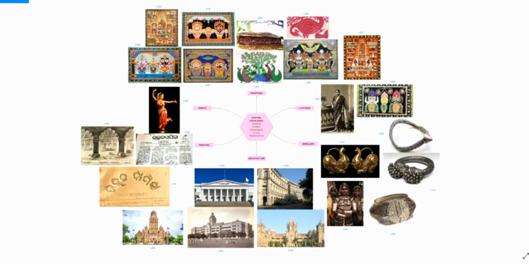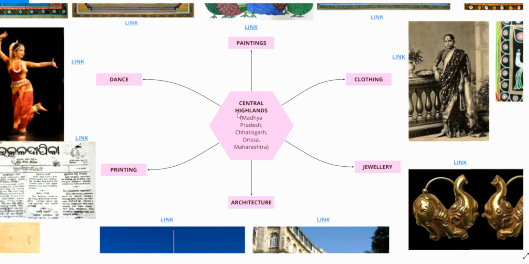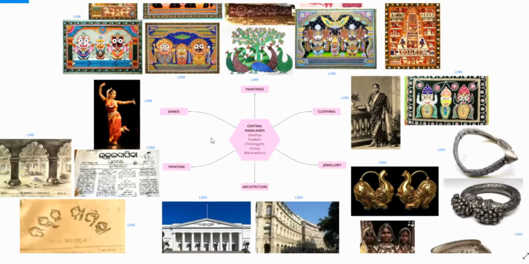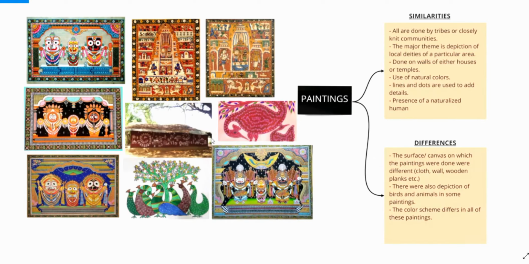Next is the Pinterest board that I created of the various forms of expression that I found in my region, which was Central Highlands. So I found paintings, clothing, jewelry, architecture, printing and dance. Now, first talking about the paintings, coming to the similarities, they all were done by tribes which were closely knit communities. The major theme was the depiction of local deities of a particular area. They were done on walls of either houses or temples.